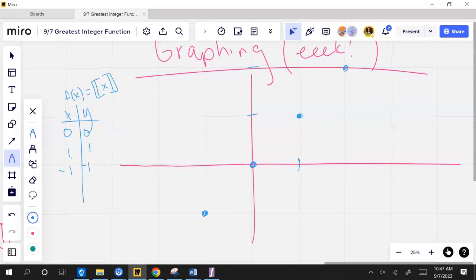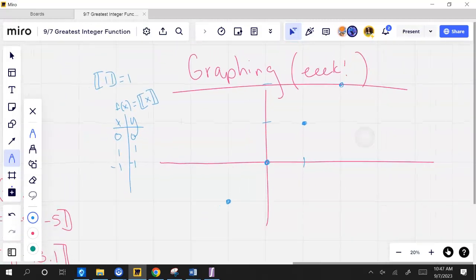If I plug an integer into the greatest integer function, it just is that integer. This is still just 1. So for every whole number I have, the x and y are the same value. Do you agree? So negative 1, negative 1, negative 2, negative 2, all these. But this does not graph a straight line. Let's plug in a couple more points and see if we can figure out what's happening.